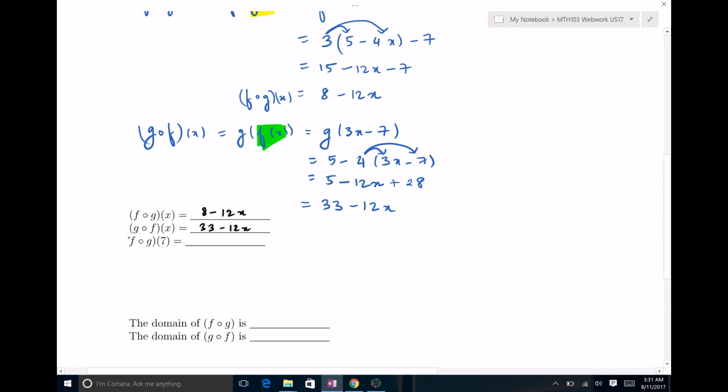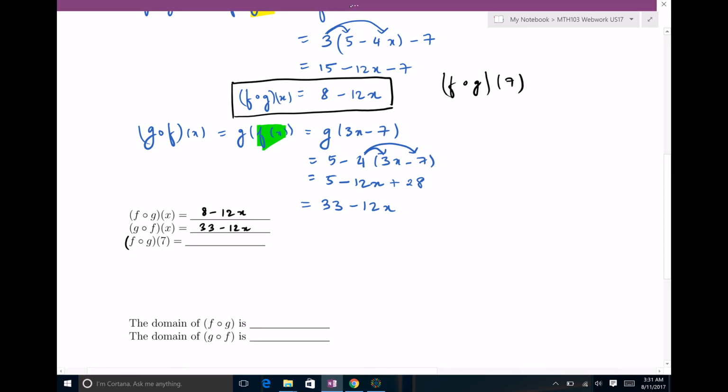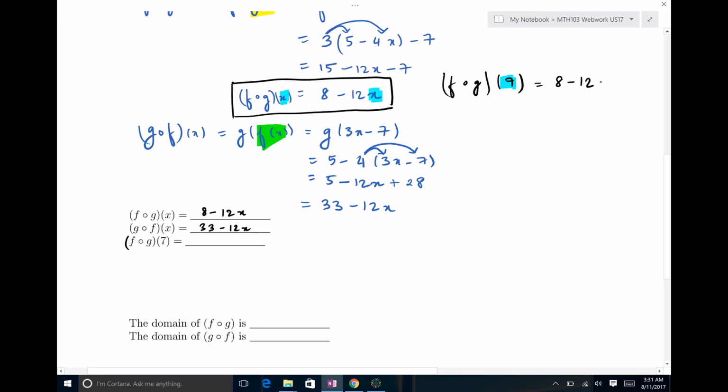12x. We also want to find out what f composed with g of 7 is. So that's easy. I'm going to go back to this part where I wrote down f composed with g of x is 8 minus 12x. So if I need to find out what f composed with g of 7 is, all you need to do is take the x here and replace it with 7. So the answer to that will be 8 minus 12 times 7. So that's 8 minus 84, which is negative 76. So f composed with g of 7 is negative 76.